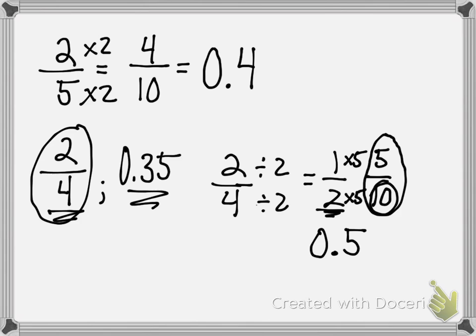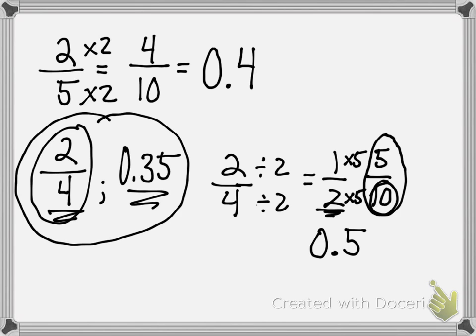So 2/4 and 0.35 are not equivalent. 2/4 is equivalent to 5/10.